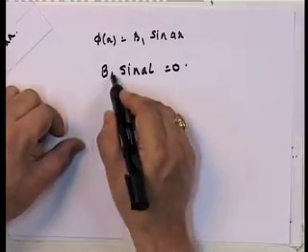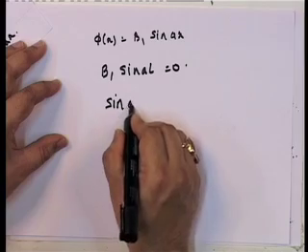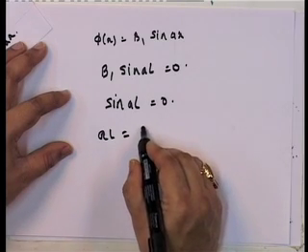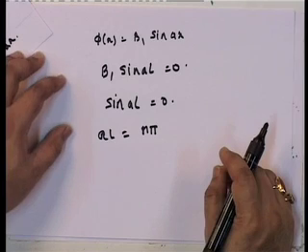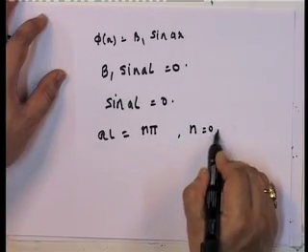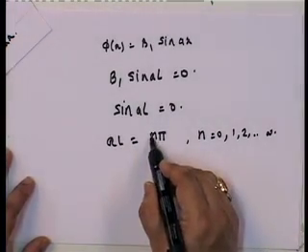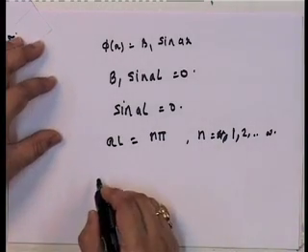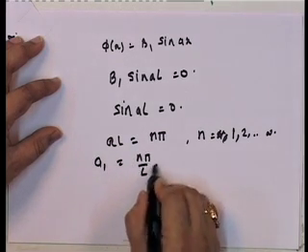Now, B1 cannot be equal to 0, because if B1 is 0, then this becomes a trivial solution. So, it has to satisfy that sine AL is equal to 0, and sine AL is equal to 0 if AL is equal to n pi, where n is equal to 0, 1, 2, and so on. Of course, the 0th term does not exist, so we always start from 1. And so, you have a situation where A is equal to n pi by L.